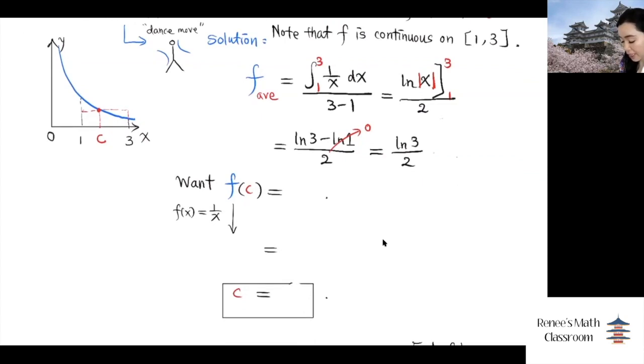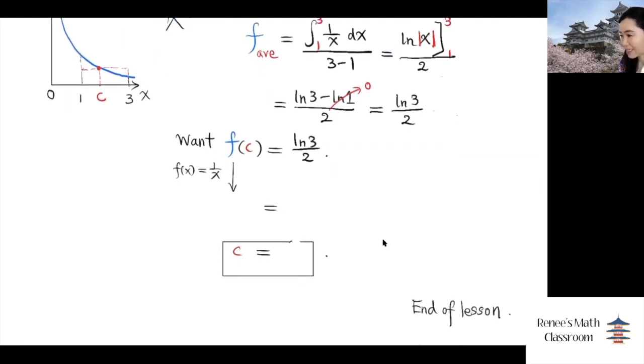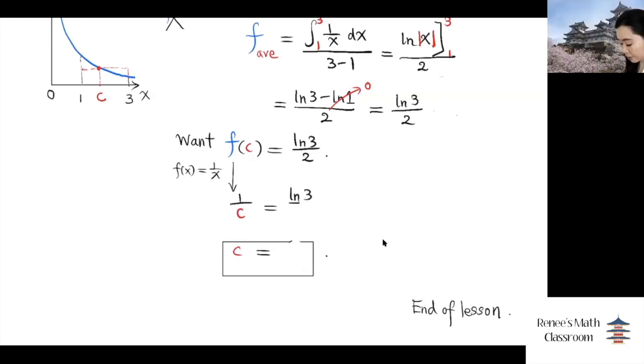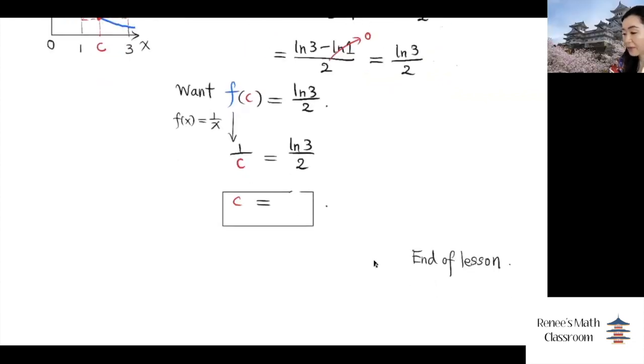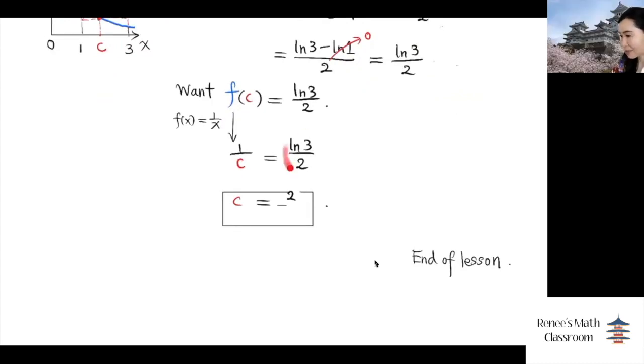Now we're trying to find this c, such that the function value equals this, ln of 3 over 2. So how do we find this? Well, we can replace this x here by c. So this will be 1 over c, and set that equal to ln of 3 over 2. Solving for c, what does c equal? 1 over c is this, so you take the reciprocal. So that will be 2 over ln of 3.